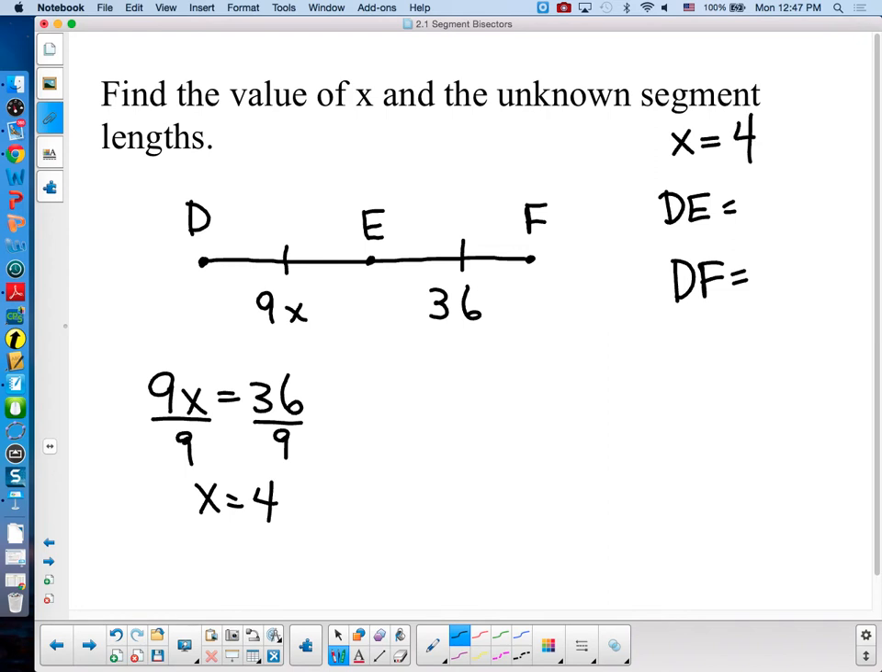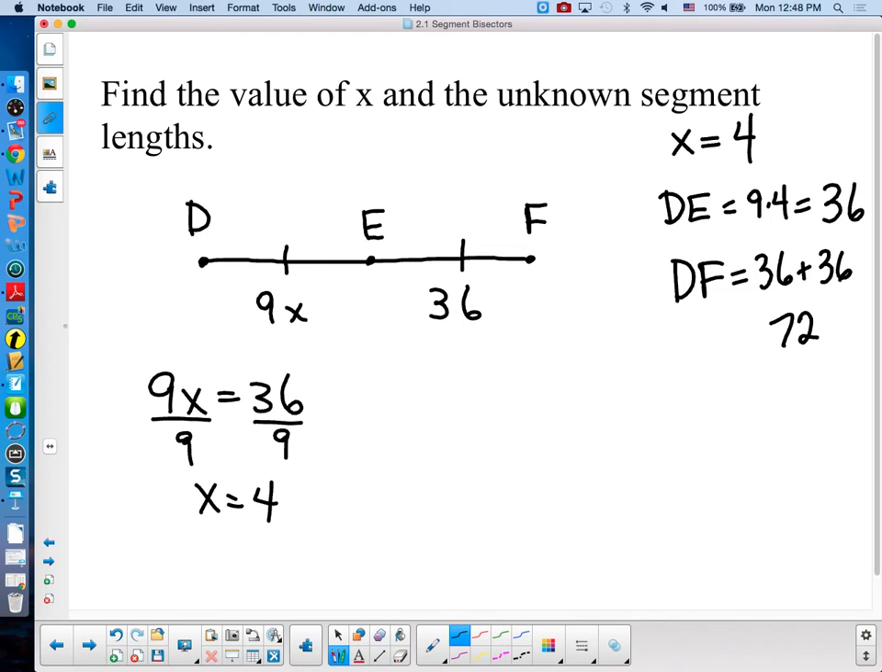Natasha, DE was 9 times x. What did we just figure out x to be? 4. So DE is going to be 9 times 4, which is 36. And DF, how long would that be, Allie? 72. How? You take 36 plus 36. Okay, 36 plus the other 36, so 72 total.